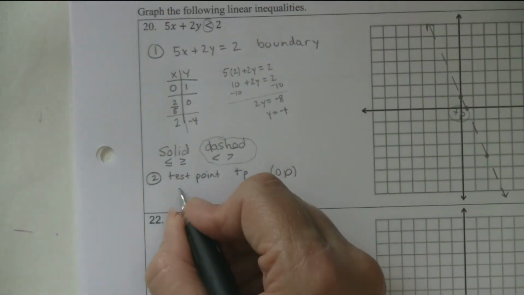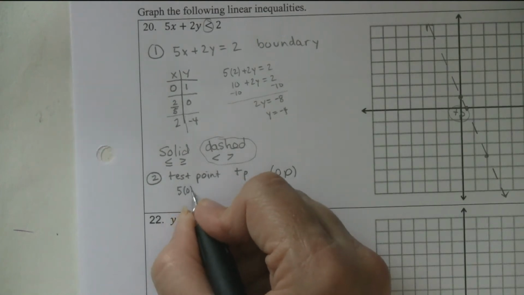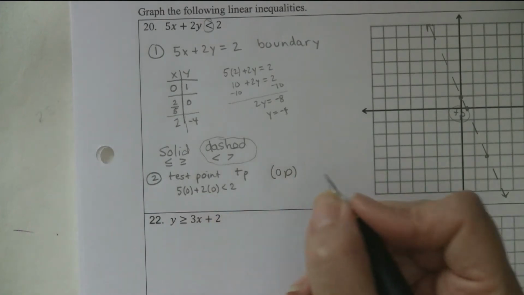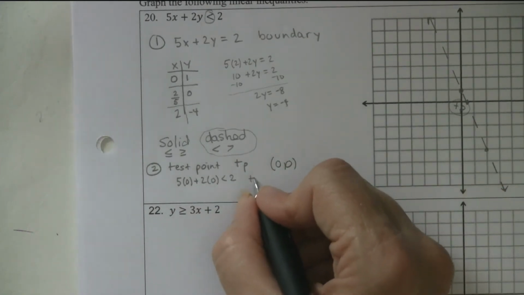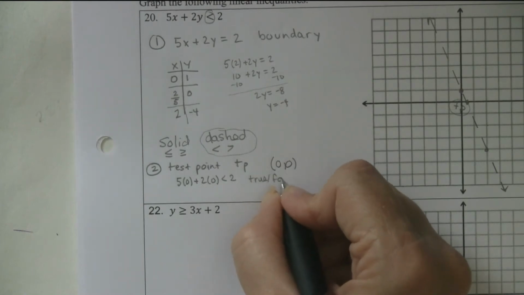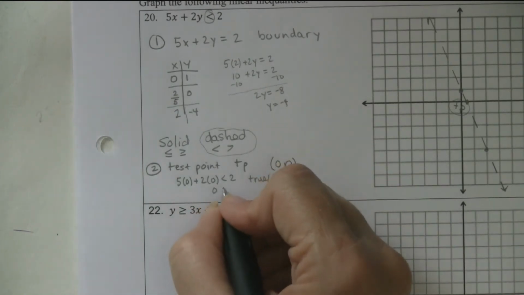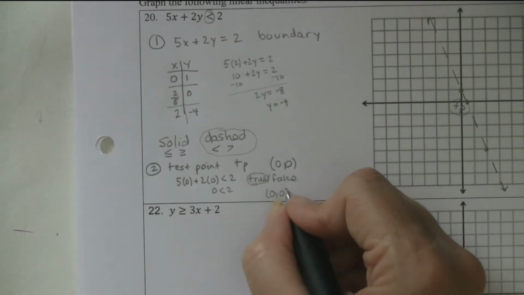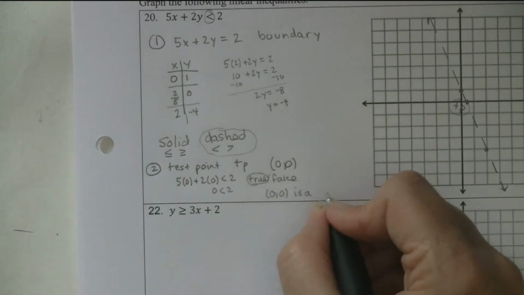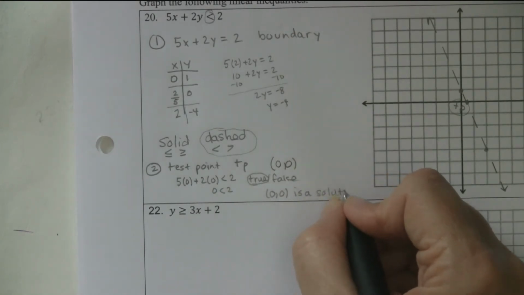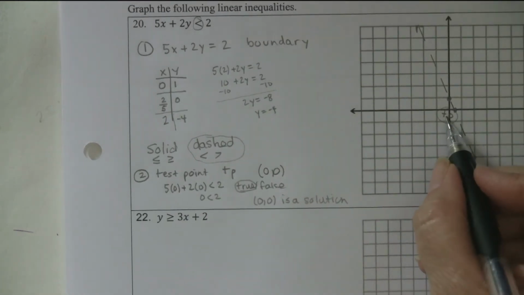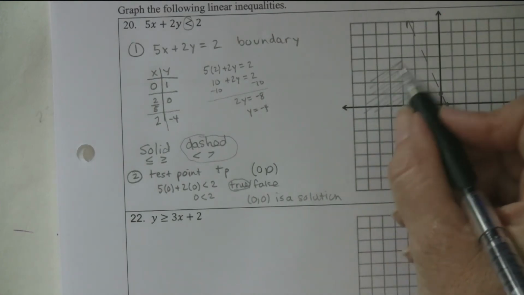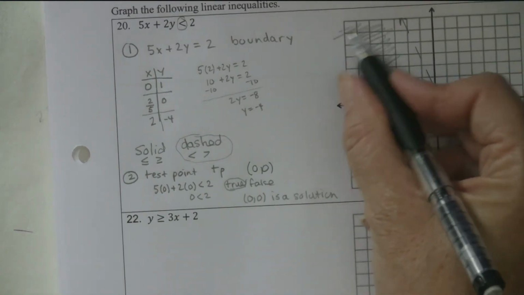So what you do is you put this in, 5 times 0, that's my test point, 2 times 0 is less than 2. And then you answer the question, is this true or is this false? So 0 is less than 2. It's true. And that means that 0, 0 is a solution. And so the test point, 0, 0, is a solution. And all of the friends on this side of the line are also solutions.